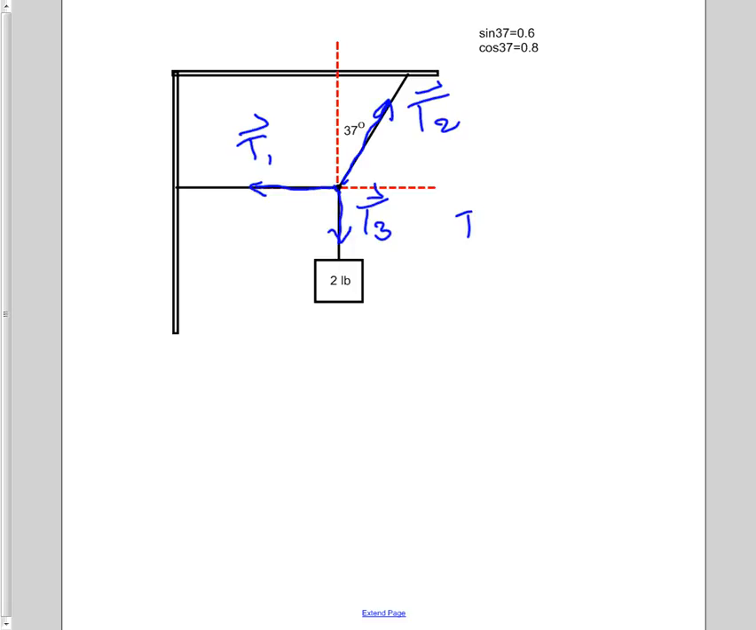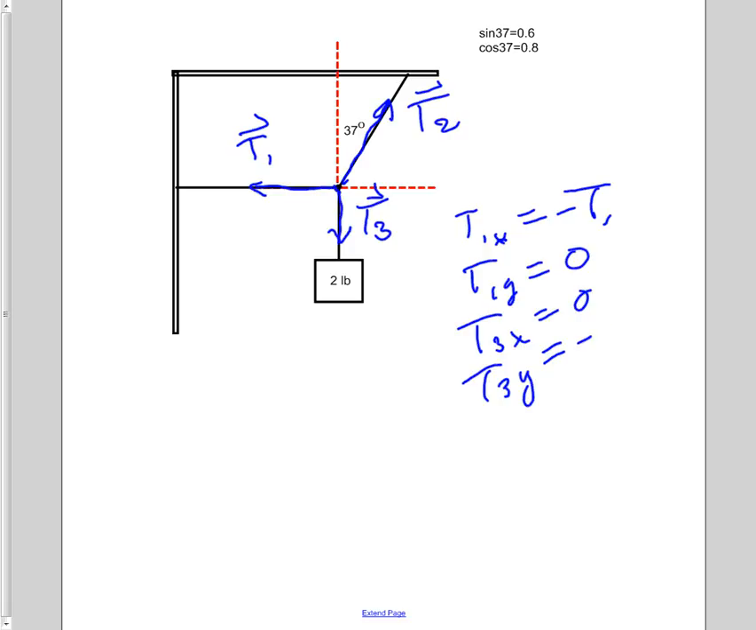Okay, so T1 sub x is equal to minus T1. T1 sub y is equal to 0. T3 sub x is equal to 0. T3 sub y is equal to minus T3. Okay, and I've told you here what the trig functions are for 37. I'll use 37 a lot because it's got nice easy sine and cosine to remember.